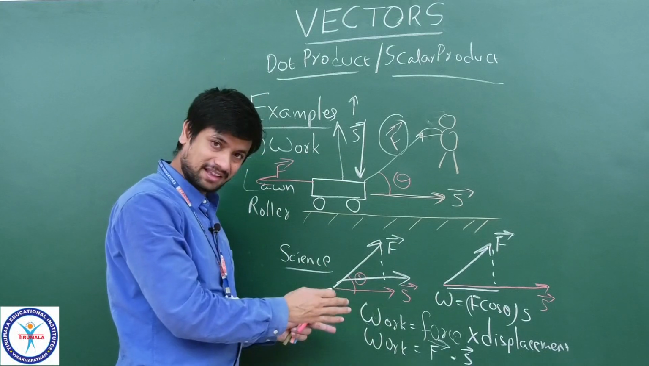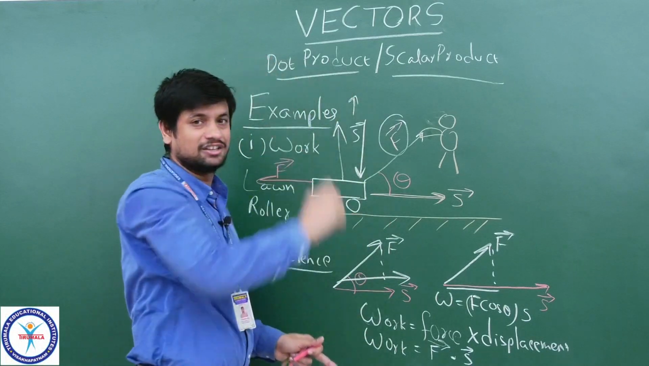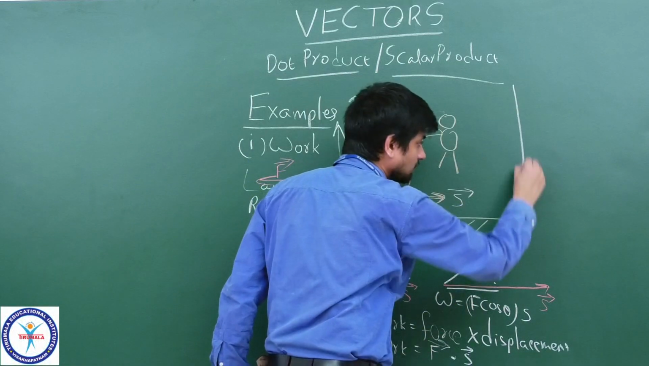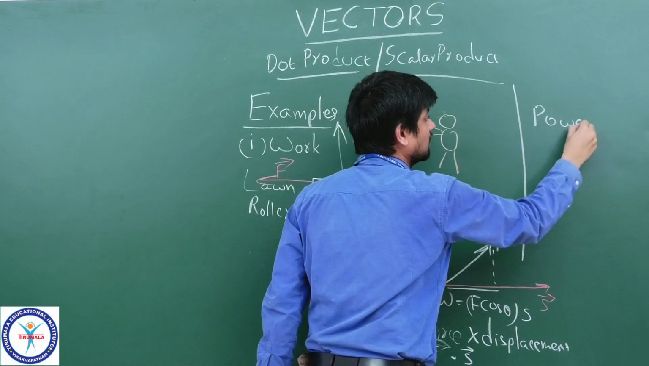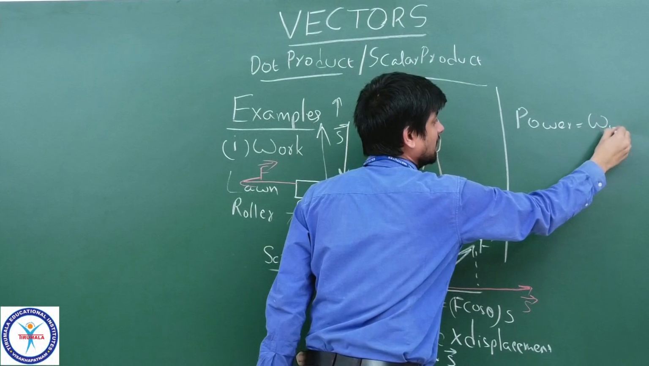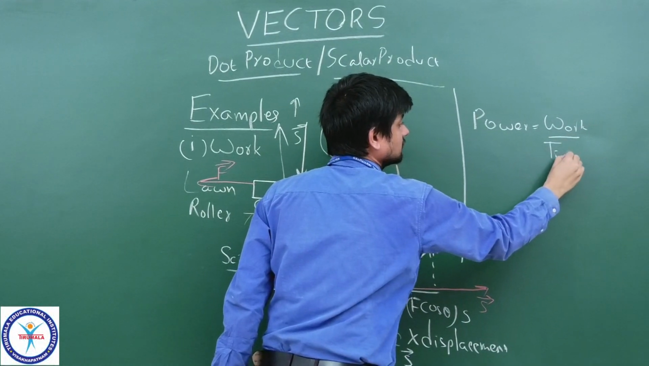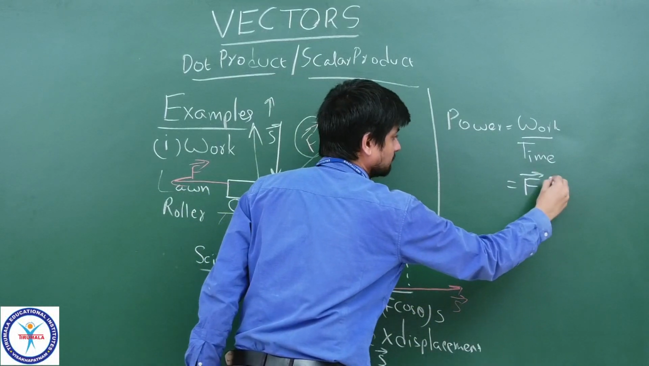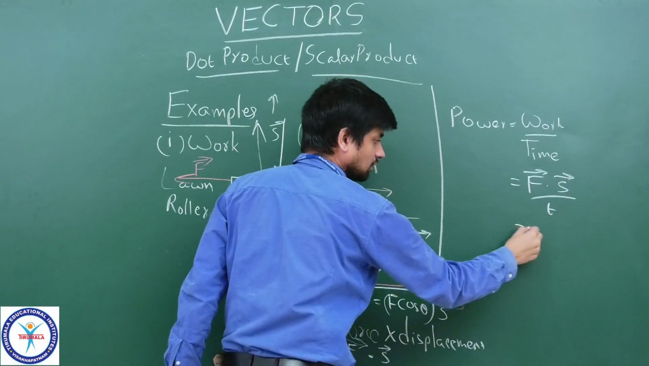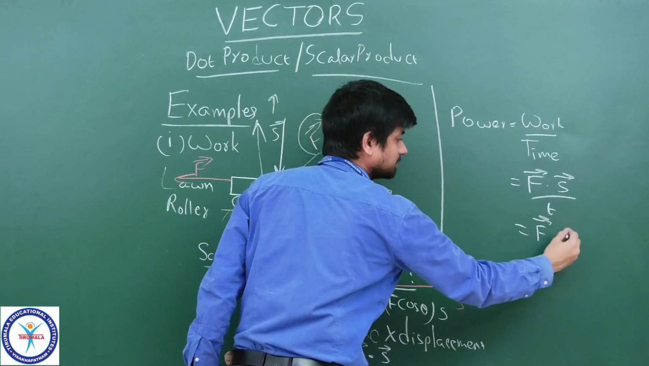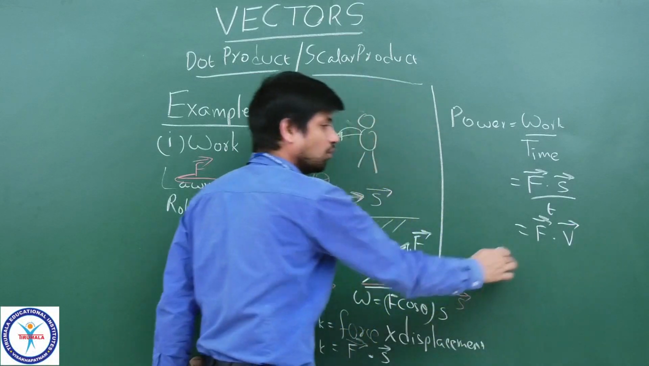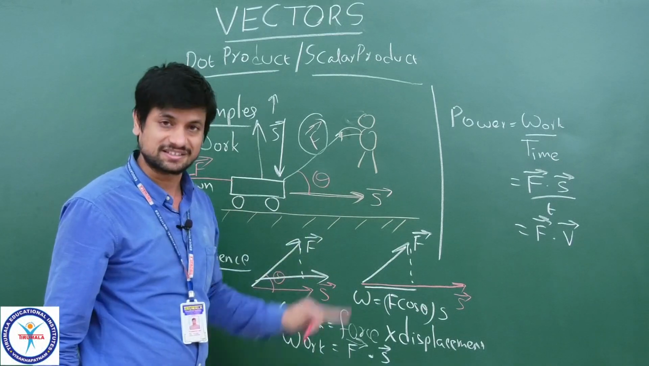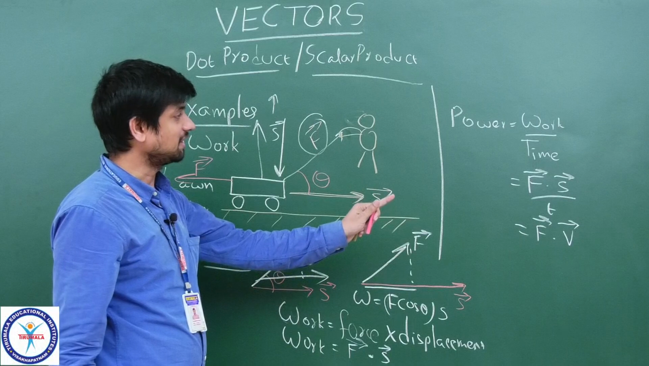So in some cases I require parallelism. In that case I will apply the dot product. And one more thing, a second example: power. Power equals work by time. Work means force into displacement, by time. So force into displacement by time is velocity. Force is a vector, velocity is a vector. If you multiply both, you get the power, which is a scalar, because it does not require direction.